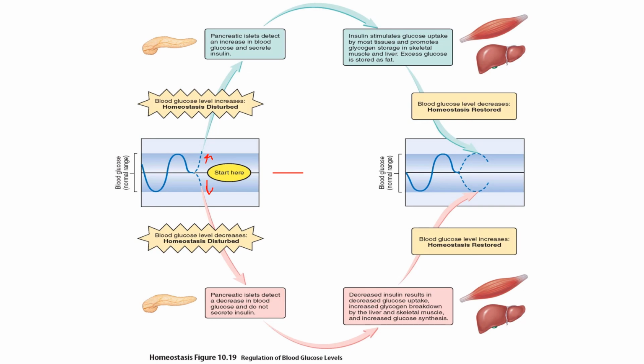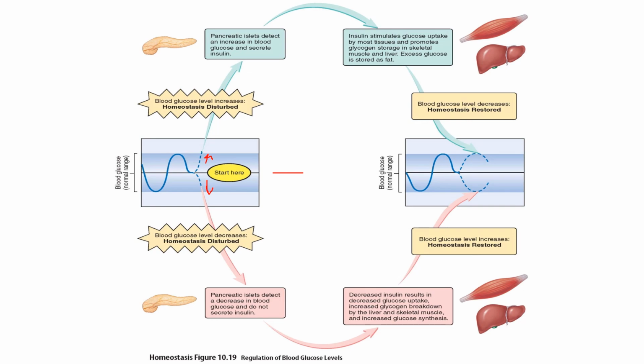So the response would be coming from your skeletal muscles and your liver. So insulin stimulates glucose uptake by most tissues and promotes glycogen storage in skeletal muscle and liver. And excess glucose is stored as fat. So once the blood glucose level decreases, of course, homeostasis is restored.